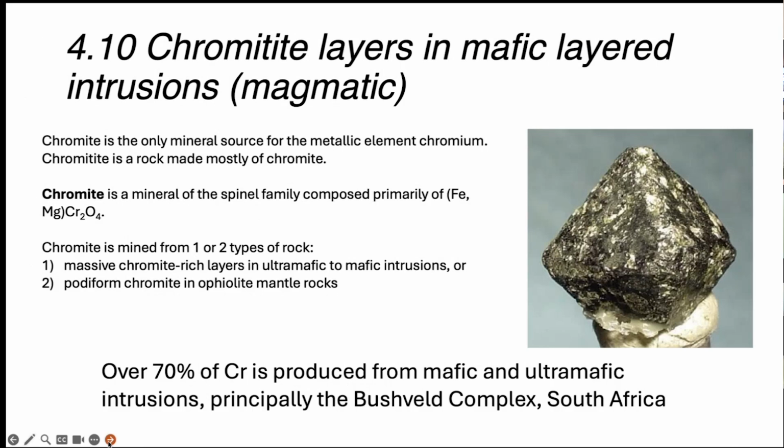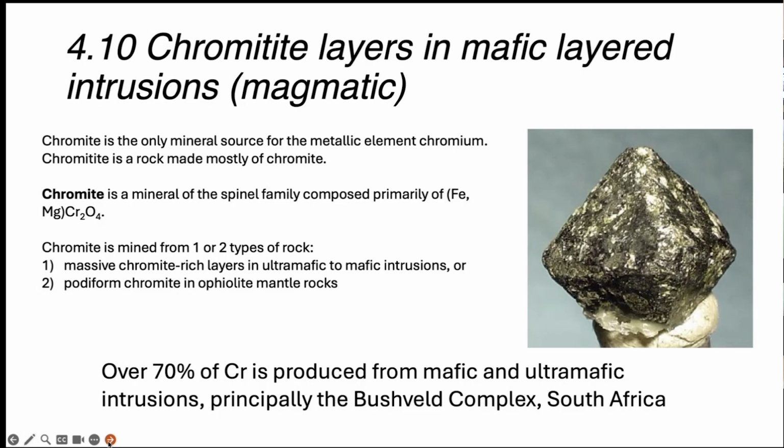So here we've got chromitite layers in mafic layered intrusions. Now we're going to get back to Bushveld. Chromitite is the only mineral source for the metallic element chromium. And chromitite is a rock that's mostly made of chromite. That's easy, right? Chromitite, chromite. And chromite is a mineral of the spinel family, consists primarily of a solid solution of iron, magnesium with chromium and oxygen.